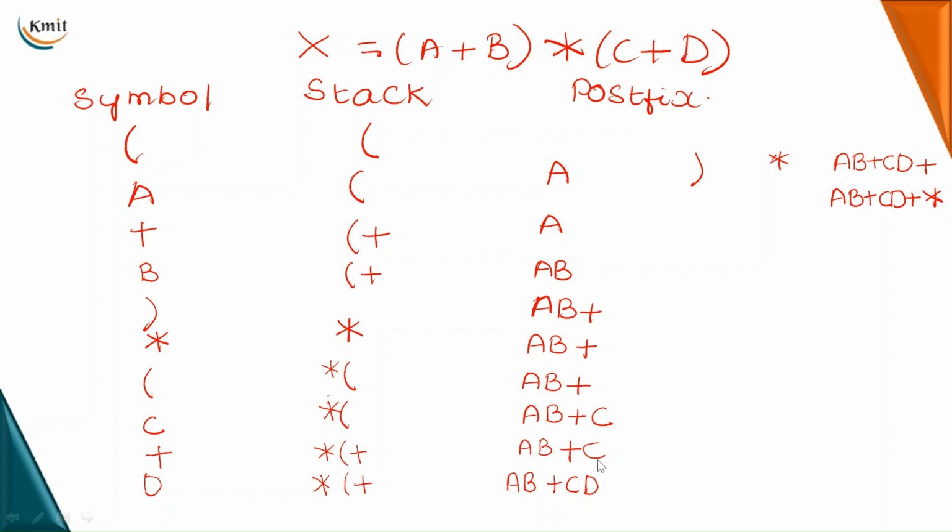Next, plus operator. It has to be pushed into the stack. So AB plus C. Next, the operand D. Since this is an operand, you will write it in the postfix column: AB plus CD. Next, close parenthesis. I am writing it here. Close parenthesis is a symbol, and since this operator plus comes between the open parenthesis and the close parenthesis, I popped it out. So it becomes AB plus CD plus, and the stack column contains only multiplication.